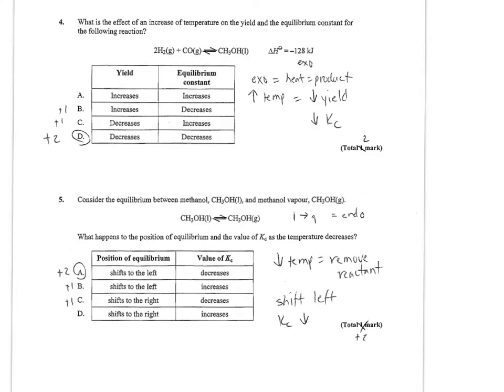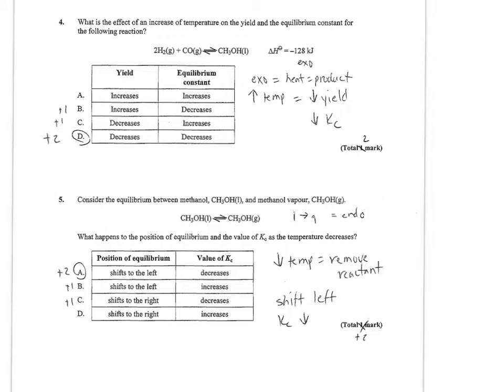Number 4, what is the effect of an increase of temperature on the yield and the equilibrium constant for the following reaction? Now remember, temperature is the one stress that will change the equilibrium constant along with the equilibrium position or the yield. So temperature, I see it's an exothermic reaction, so I can think of heat as being a product, or heat increases collisions more on the product side than the reactant side.